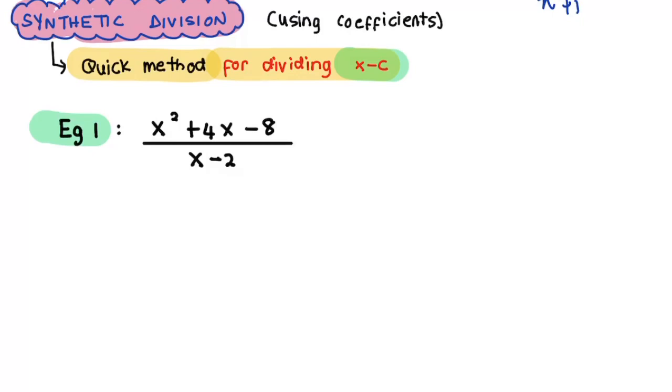So the first step is you need to find c. So how can you find c? From x minus c, let's just solve. x minus c equal to 0. Therefore, you'll find the value of c.